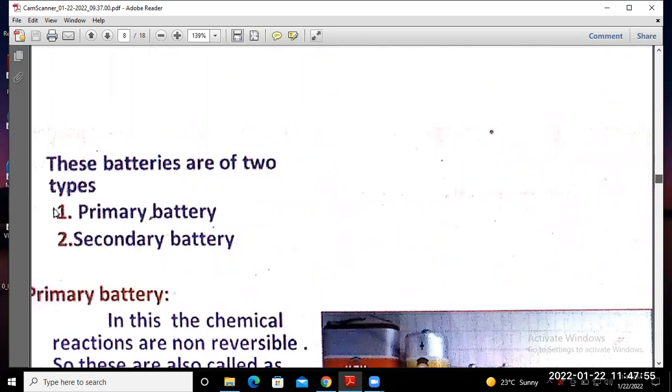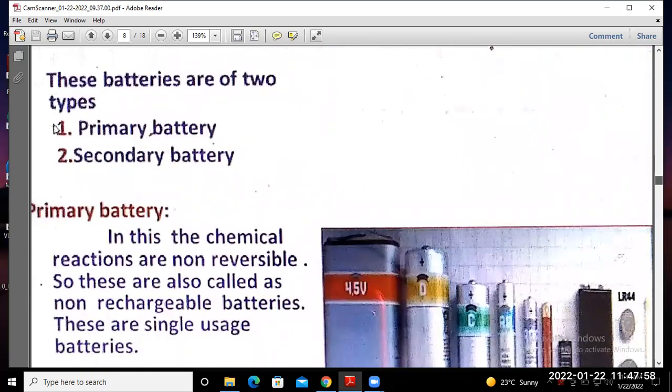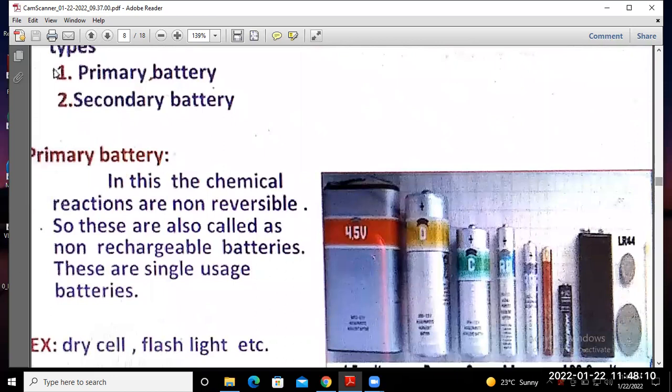Next is the classification of batteries. One is known as the primary battery, another is known as the secondary battery. What is the primary battery? It is one-time usable. In this, the chemical reaction is not reversible. That means after one-time use, the battery is finished. So this is known as non-reversible.